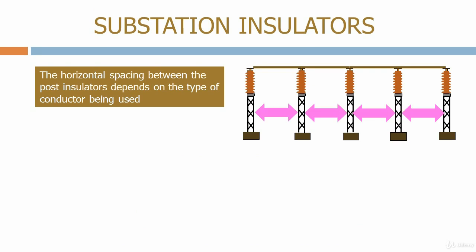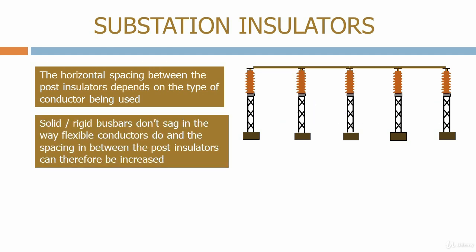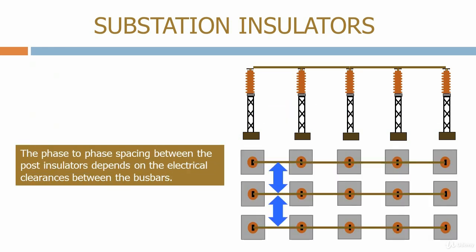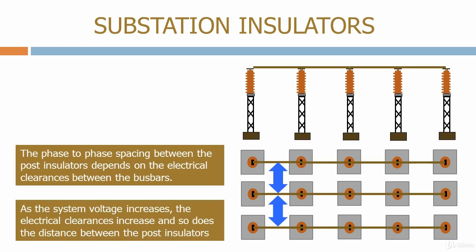The horizontal spacing between the post insulators depends on the type of conductor being used. Solid and rigid bus bars don't sag in the way flexible conductors do, and the spacing in between the post insulators can therefore be increased. The face-to-face spacing between the post insulators depends on the electrical clearances between the bus bars. As the system voltage increases, the electrical clearances increase, and so does the distance between the post insulators.